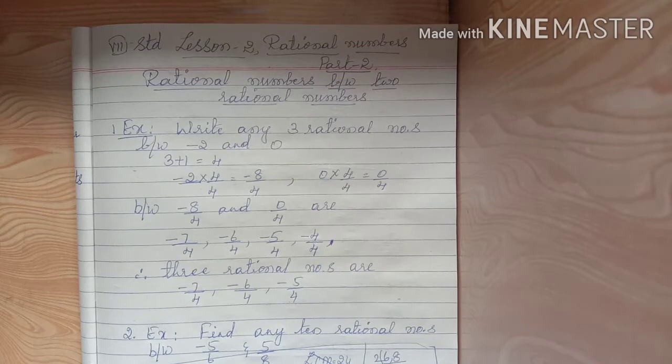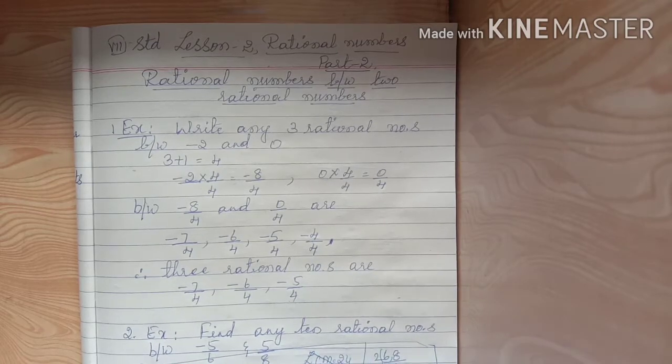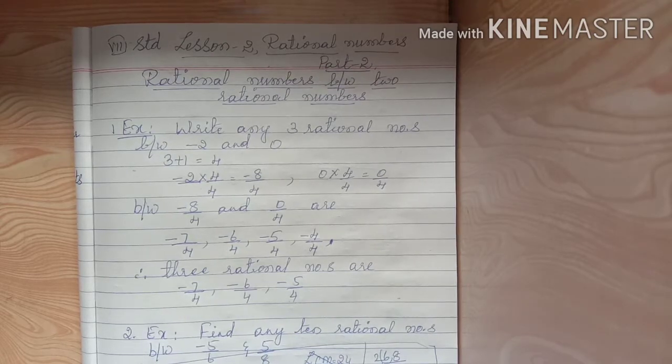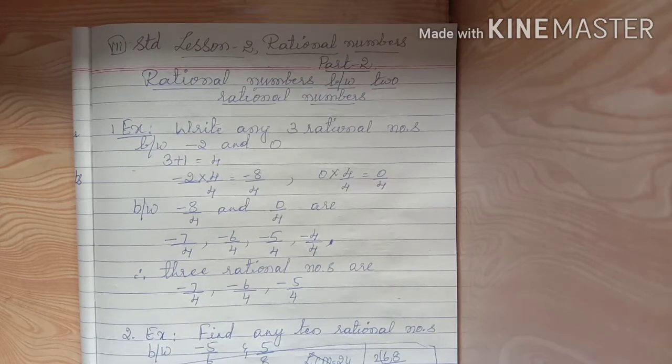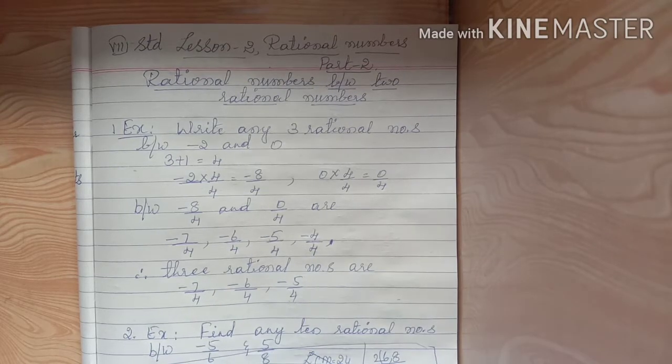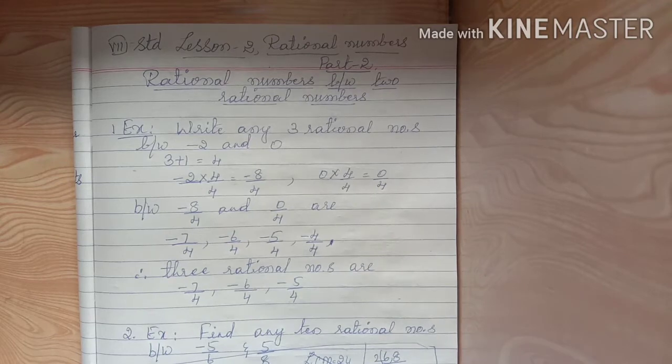Now the next example: find any 10 rational numbers between -5 by 6 and 5 by 8. How many rational numbers do we need? We need 10. Just observe here: multiply the numerator and denominator of -5 by 6 by a number, and do the same for the other fraction, 5 by 8, multiplied by 3 by 3, which gives denominator 24. We must have equal denominators.